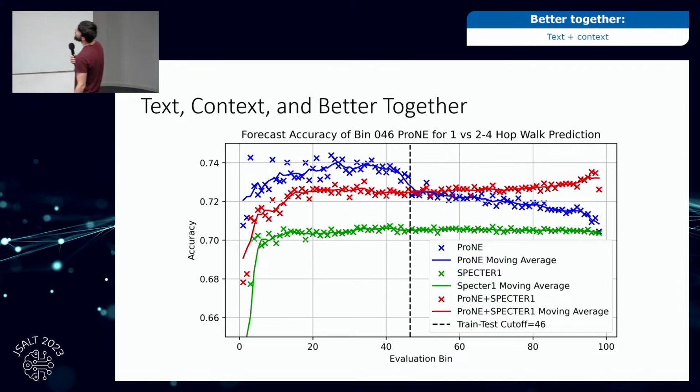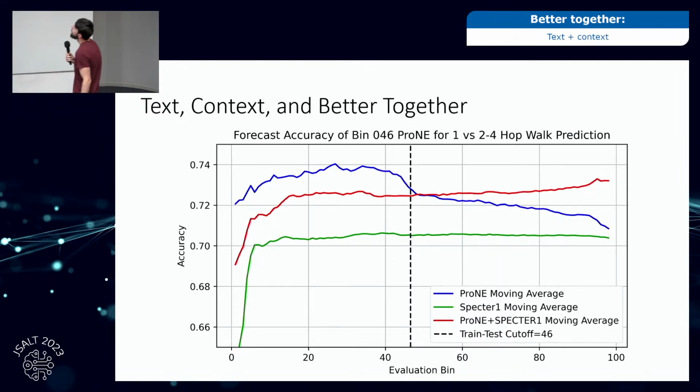Okay, and here comes the better together story, which I know you've all been waiting for. With the blue line we have prone for 46, which I've already shown. For the green line we have Spectre, and then for the red line we have a setting where we're using both prone and Spectre. And I'm just going to swap to a plot where we don't have the scatters because it's a bit cleaner. So what's this showing? This is showing that within the training set, prone is best at memorizing those links, which is perhaps unsurprising because it's being trained on them.